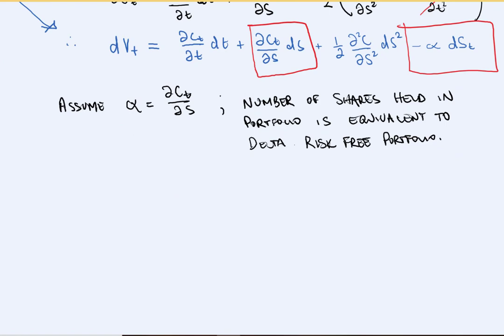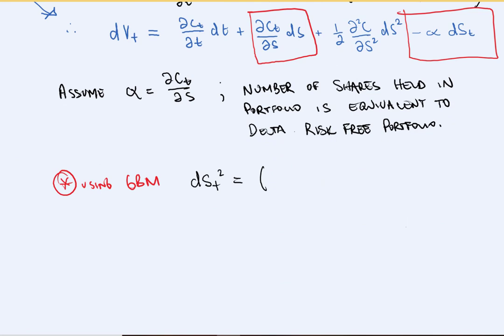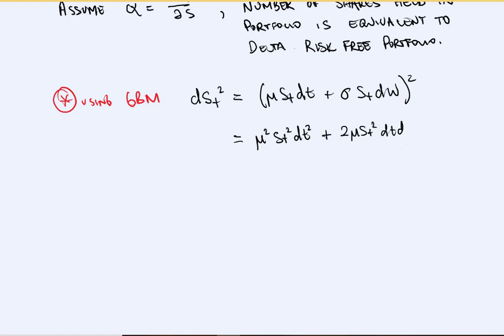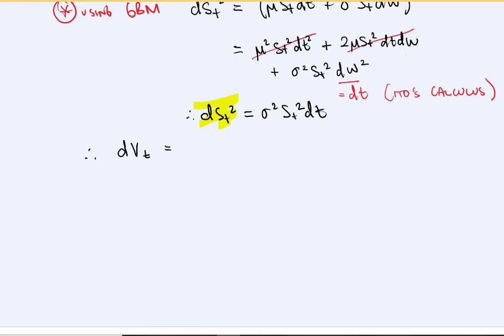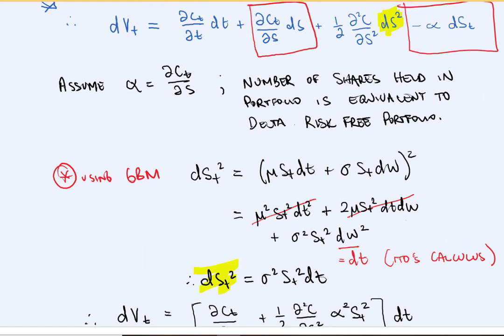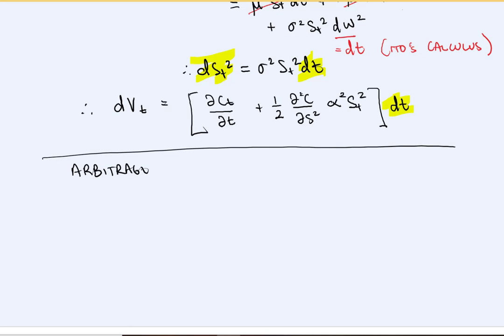So now using the GBM, square both sides, cross multiply, and you're going to cancel out the first two terms because they're small. Now, because of Ito's calculus, that Wiener process becomes dt, dW squared. Now we just need to sub in the dS squared term into our equation. So we've been able to factorize the dt out of that equation as well.